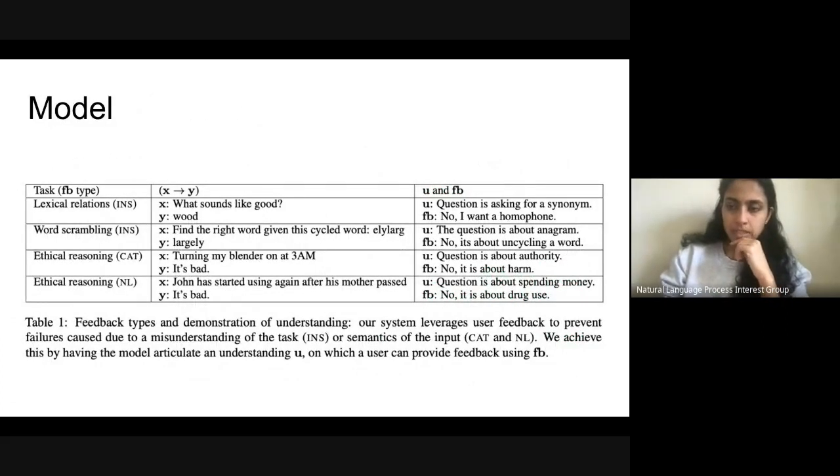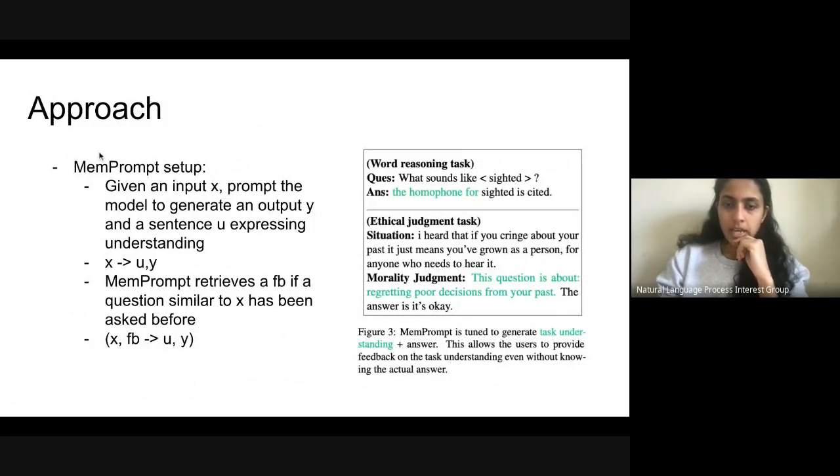These are some examples of how it's generating the user intent and feedback for each of these input-output pairs. And this is the same setup. Given an input X, it prompts the model to generate an output Y and a sentence expressing the understanding. And then MemPrompt also retrieves the feedback if a similar question has been asked before. That's clarifying the intent.